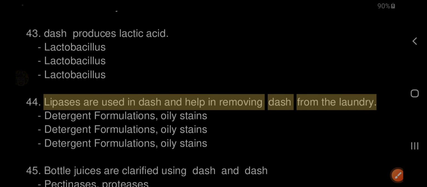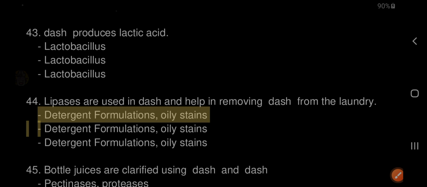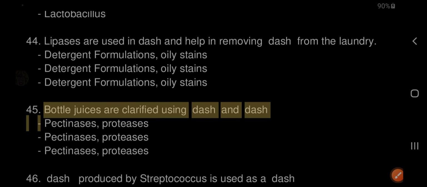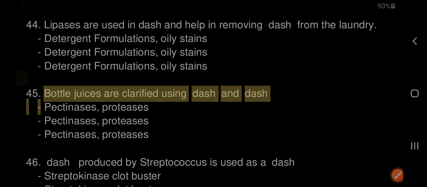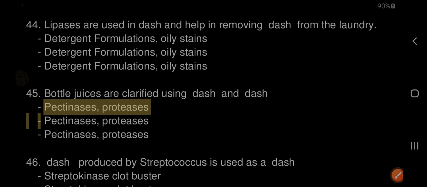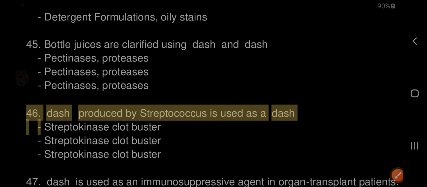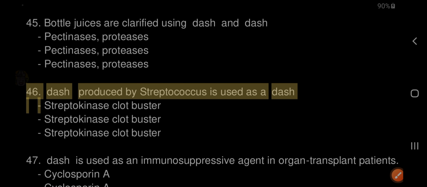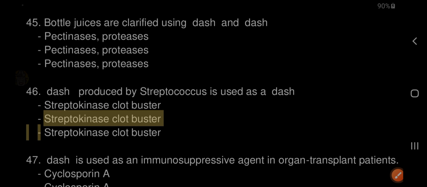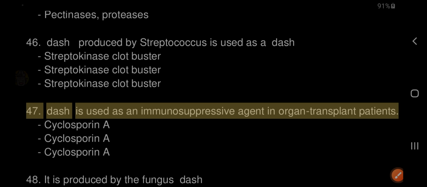44. Lipases are used in detergent formulations and help in removing oily stains from the laundry. 45. Bottled juices are clarified using pectinases and proteases. 46. Streptokinase produced by Streptococcus is used as a clot buster.